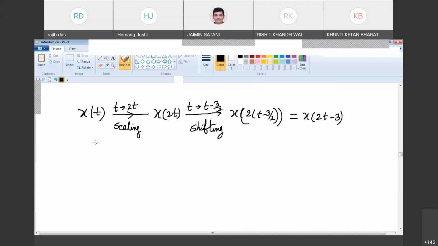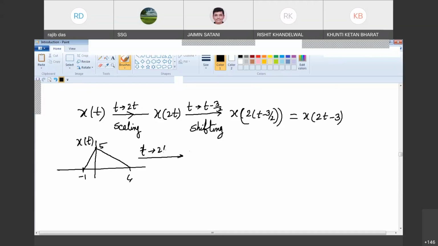You see the signal. The signal I have considered goes from -1 to 4, and it was at level 5. This is your x(t). Now this x of 2t means t is replaced by 2t, and the signal is compressed. So -1 should be at -1 by 2, and 4 should be 4 by 2, which is 2. It will be like this.